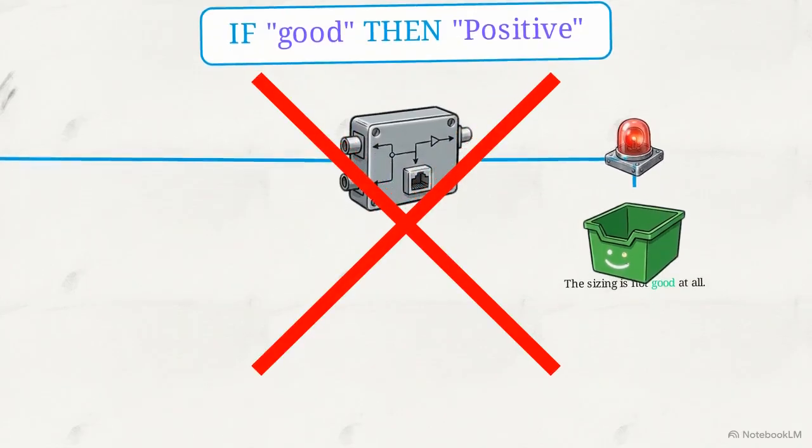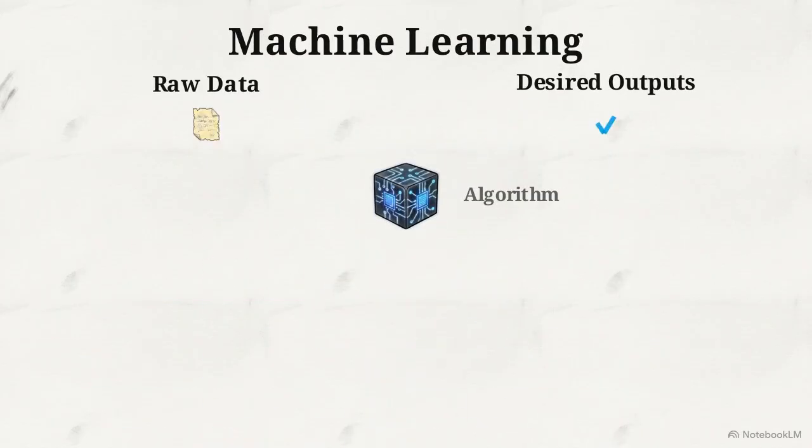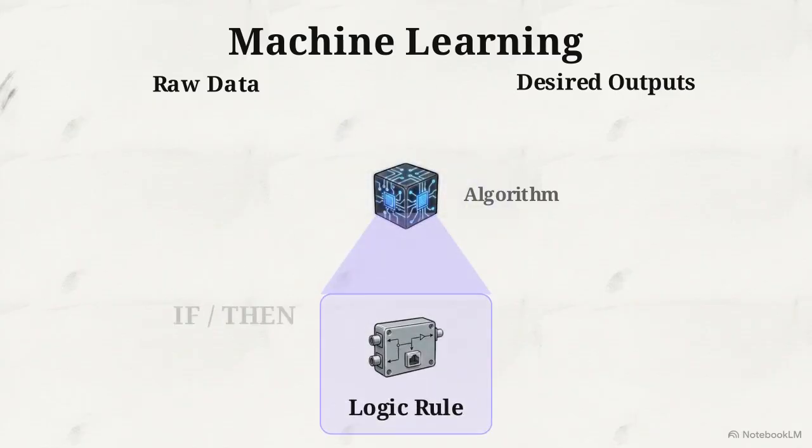To fix this, we have to flip the process entirely. Instead of handing the computer a finished rule, we feed both the data and the desired outputs into an algorithm and let the machine figure out the rules itself. That is machine learning. It thrives on unstructured text too complex for simple if-then statements.